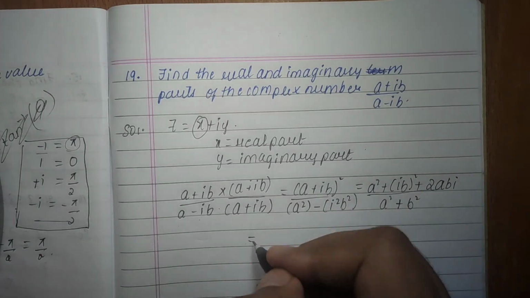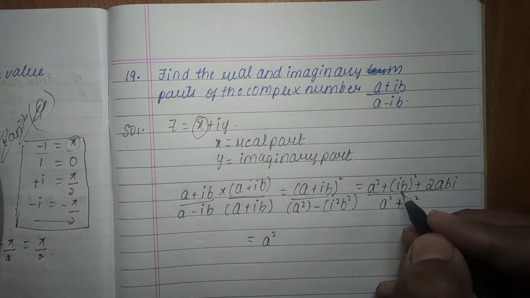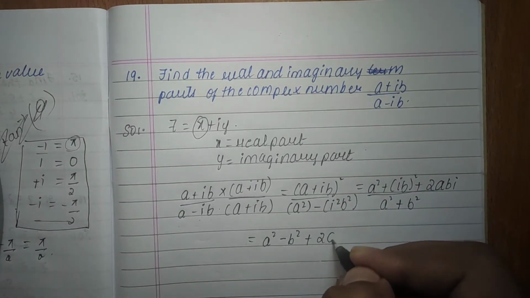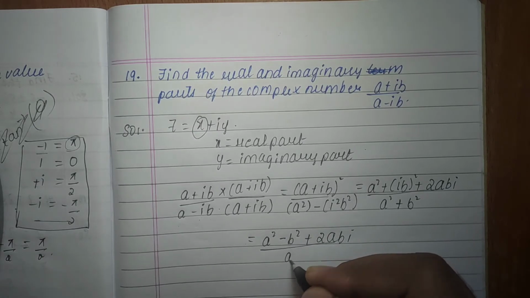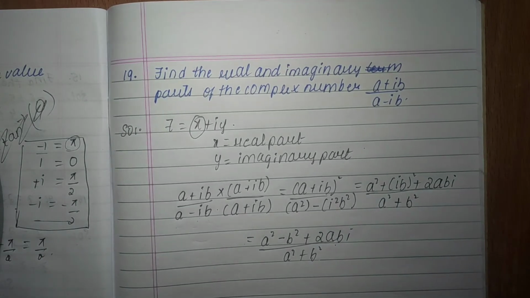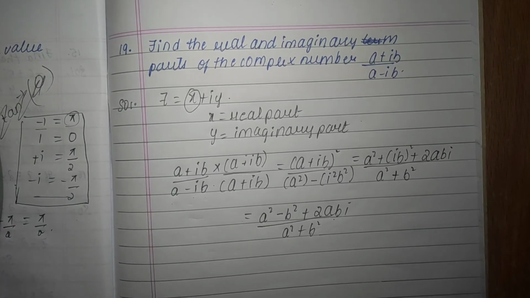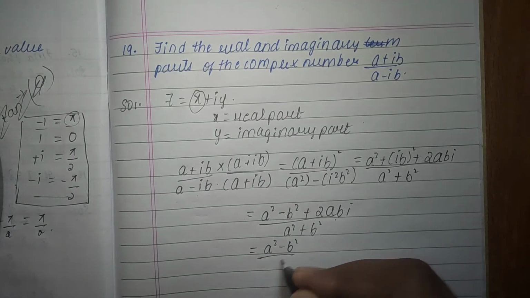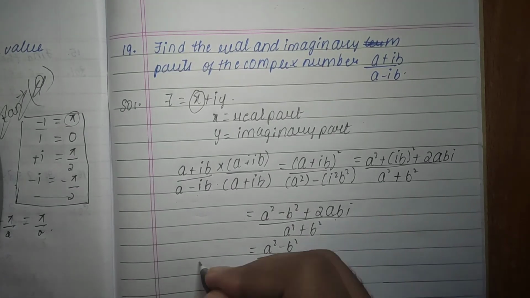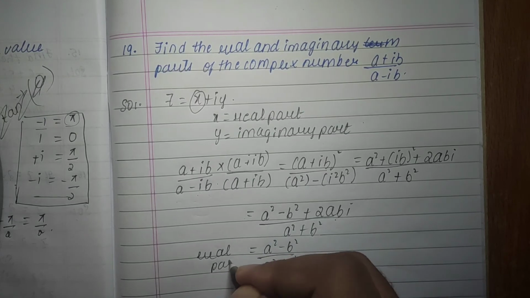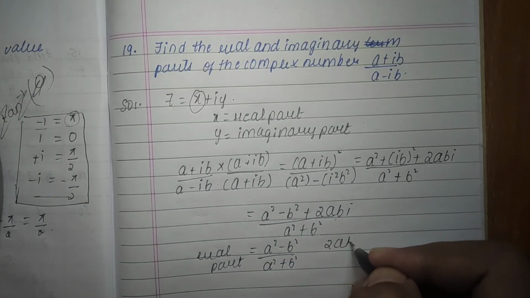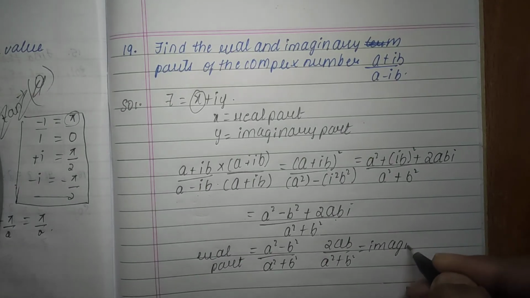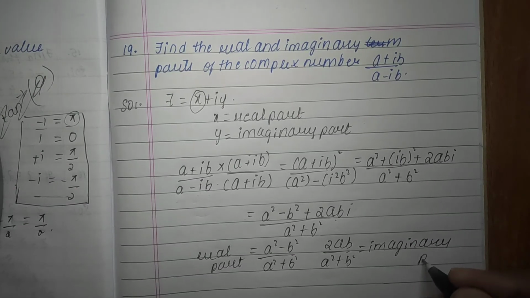In the numerator, a square, the value of i square is minus 1. So this becomes a square minus b square plus 2abi by a square plus b square. Now divide into real part and imaginary part. So that is a square minus b square by a square plus b square. This is the real part. And 2ab by a square plus b square is the imaginary part. That's it.